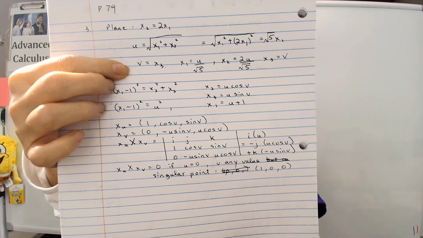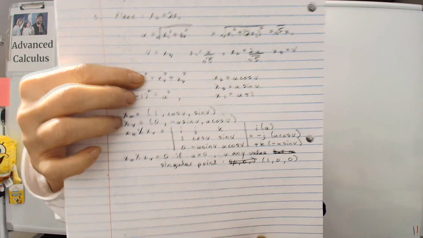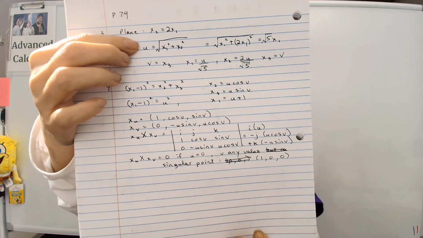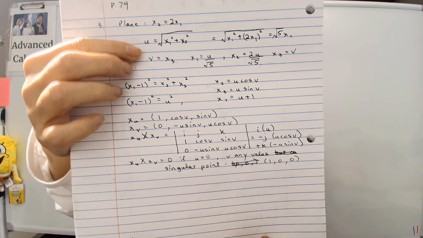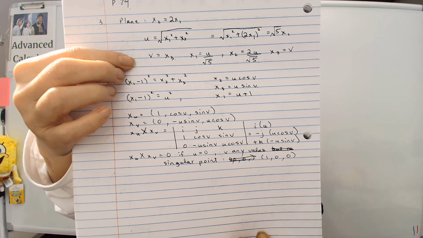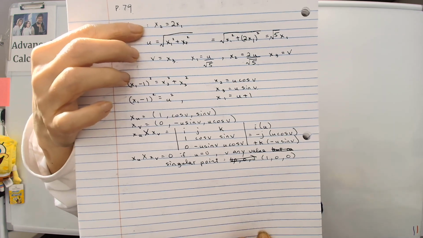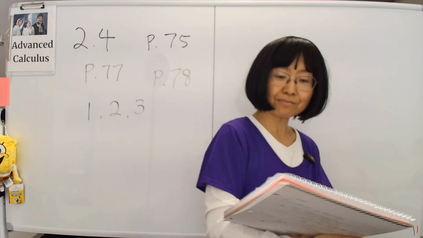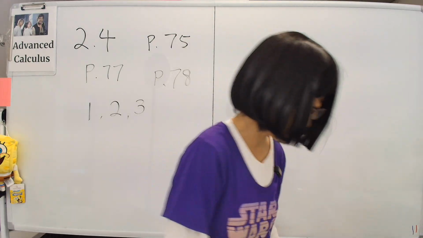So then we have this information out. x1 is equal to, from this equation, u over square root of 5. x2 is then, from this equation, 2u over square root of 5. And x3 is just v. So that's the parametric description of this thing.